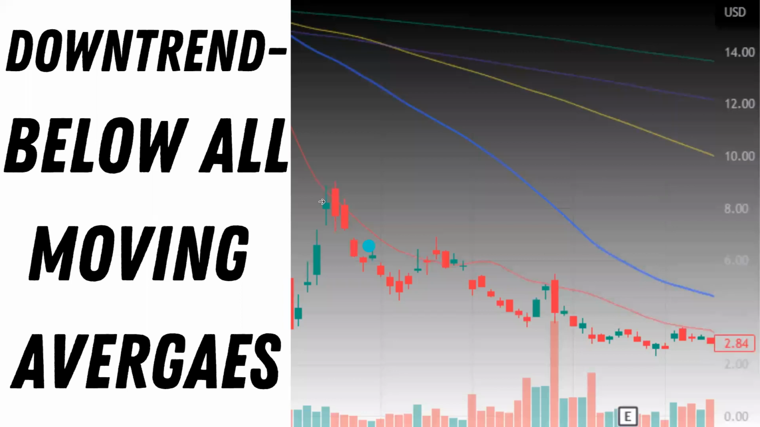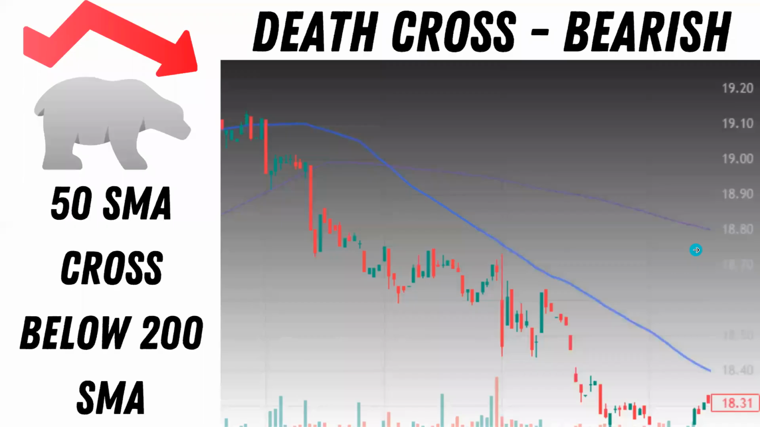Same thing for a downtrend. Okay, here we're trading below all of the simple moving averages, and we're continuing to head lower, right? So now we're in a downtrend. And that's being reinforced by the simple moving averages. They're all pointing down, indicating it's in a downtrend.